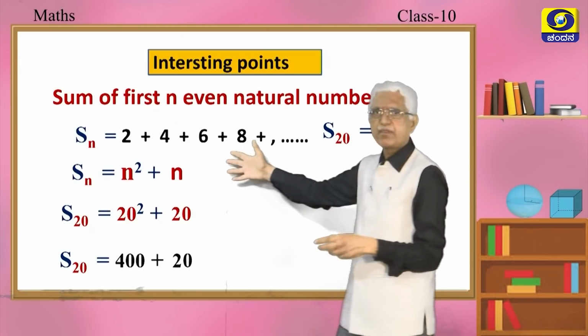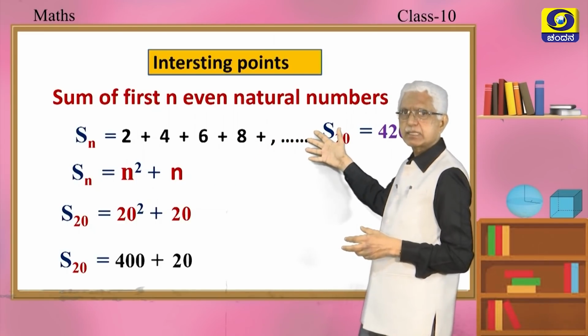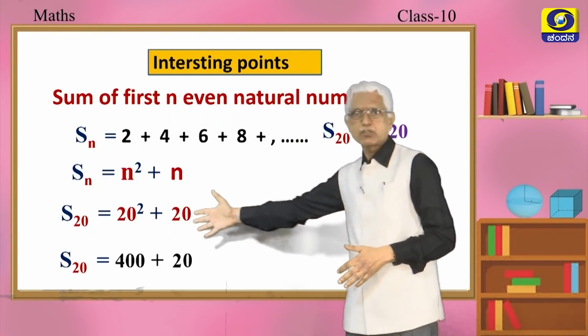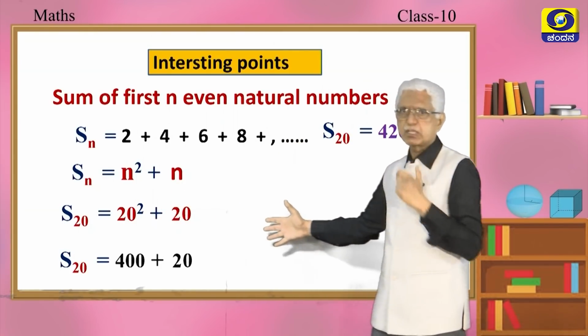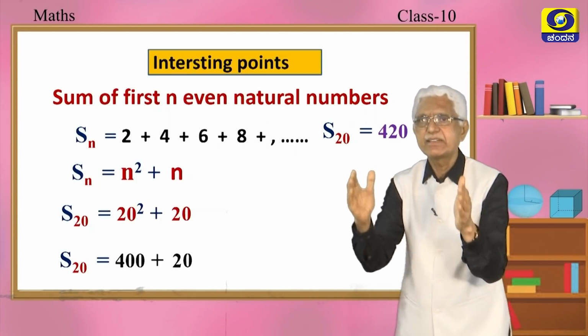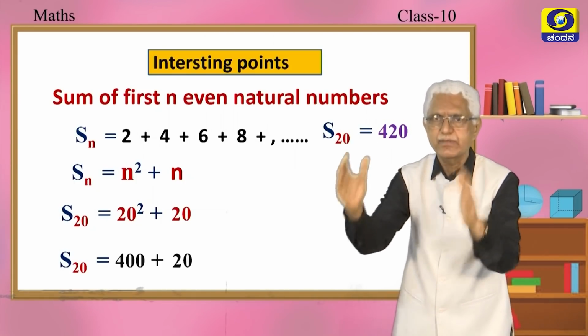You want to find the sum of the first 20 even natural numbers: 20 square plus 20, correct? It is 20 square plus 20, 400 plus 20, 420. So, the sum of the first 20 even natural numbers is 420.